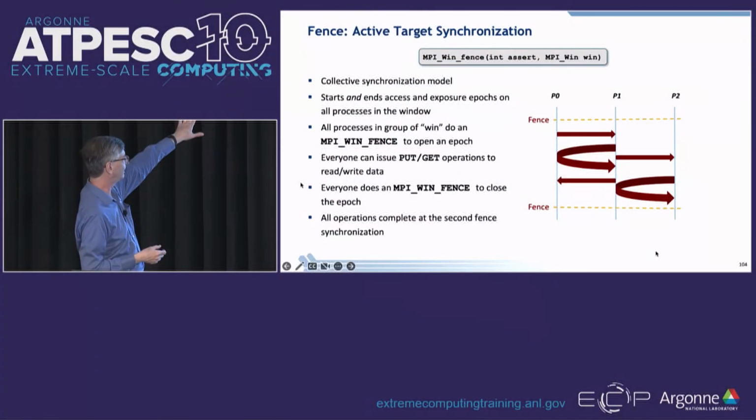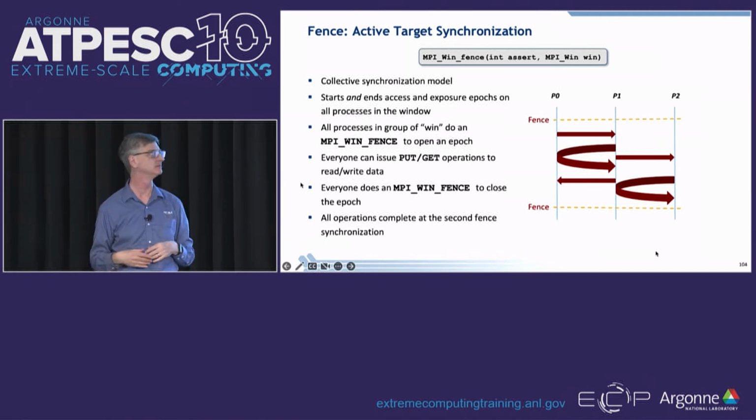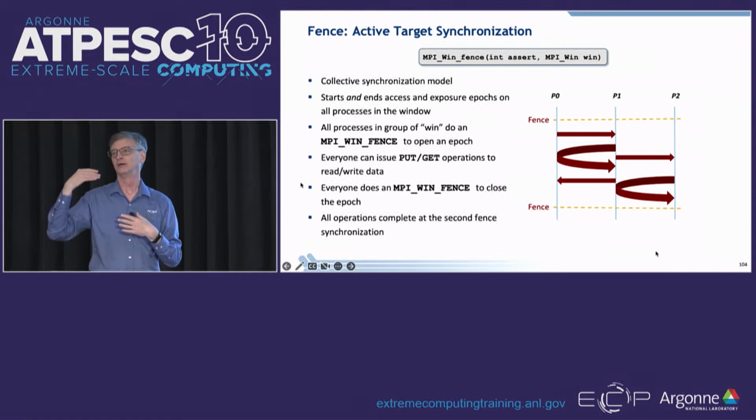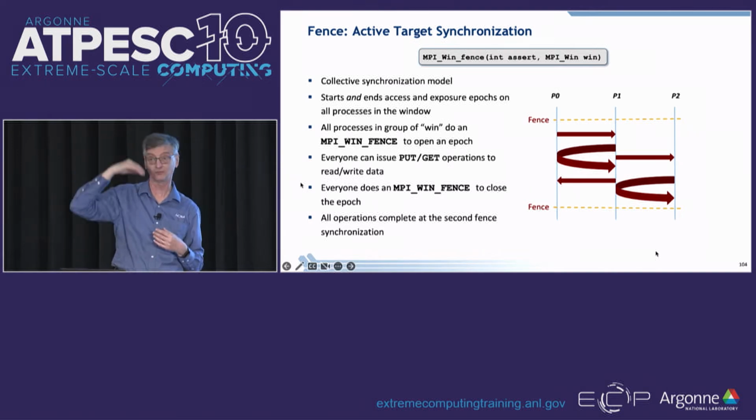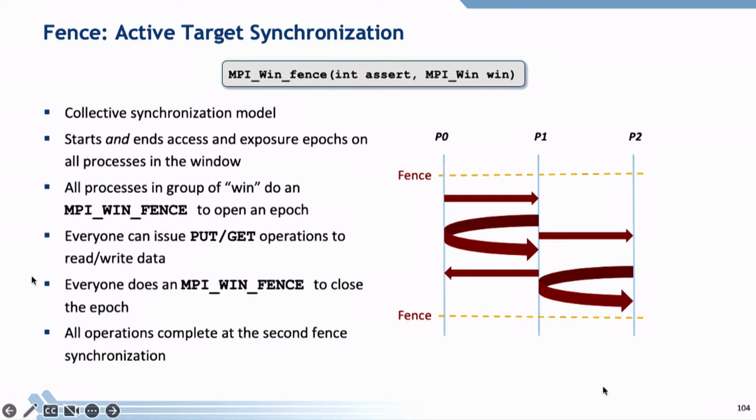Okay, so I think I covered a lot of this about fence. It is a collective model. It both starts and ends these access and exposure epochs. Formally, one of the things that's a little different from the bulk synchronous model is you're supposed to do a fence to start the epochs as well as end it. So you would do a fence at the beginning and a fence at the end. Coming back to something that we were talking about in the morning, you have to be careful again. Fence has barrier semantics, but the semantics are just for the RMA operations. So for example, even though the implementations are likely to do a local memory barrier for shared memory, that's not part of the specification.